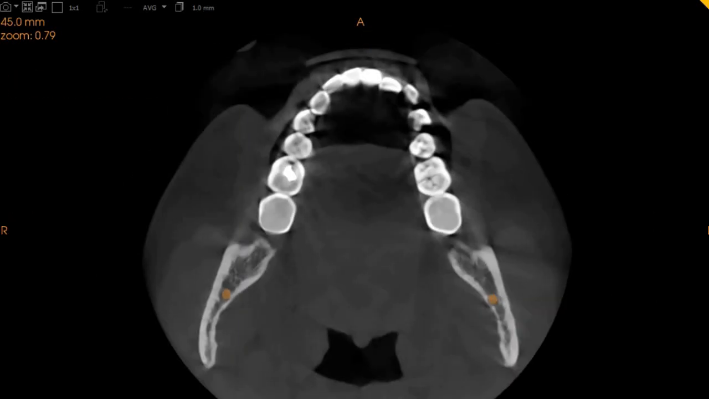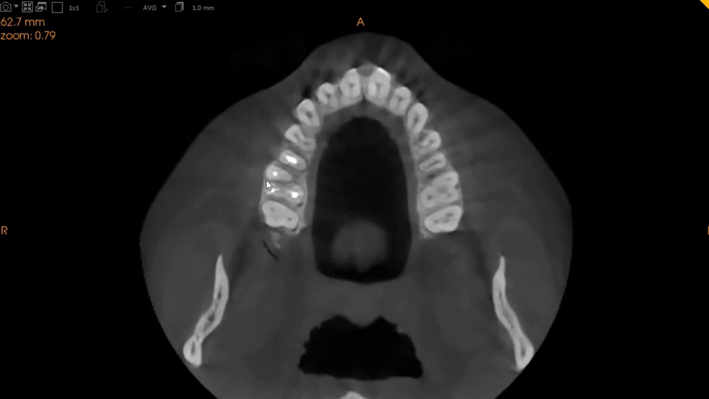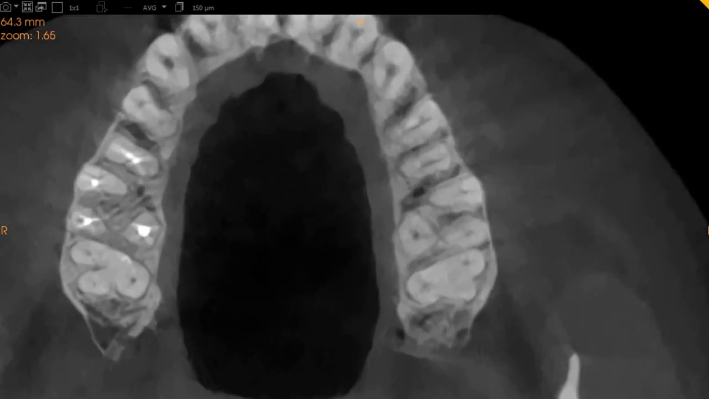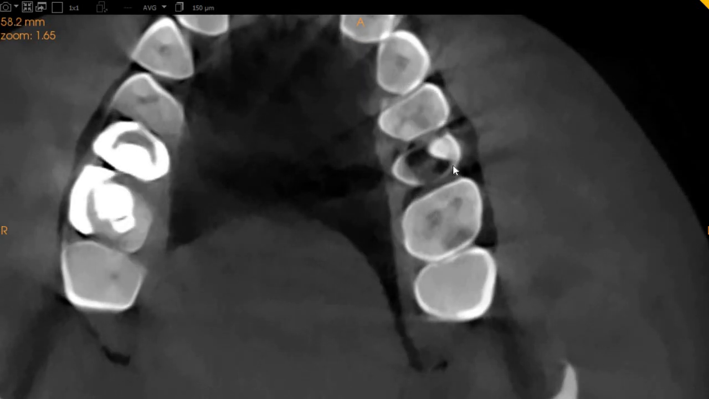On the axial view, which is the top to bottom view, you can appreciate this is the left hand side, this is the right hand side. The left hand 5 I will show you here first. There we go. So this is the upper left 5. You can see a very grossly carious tooth.